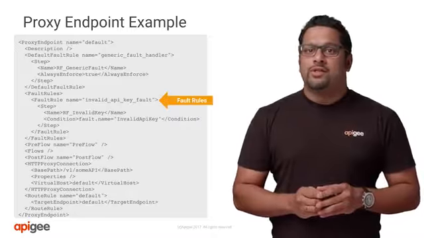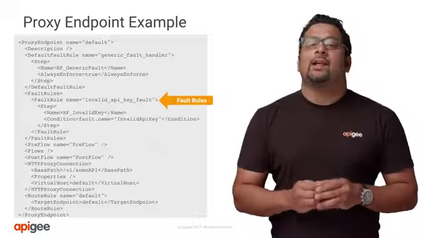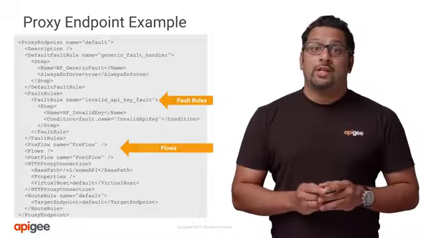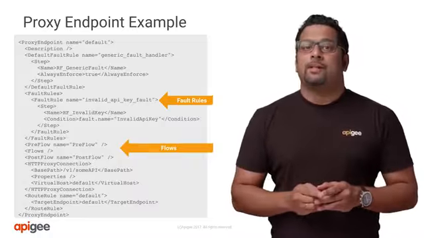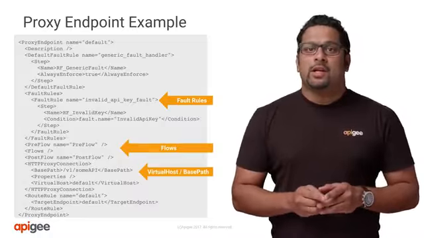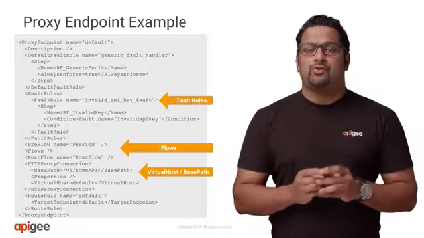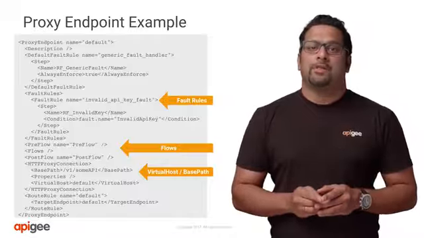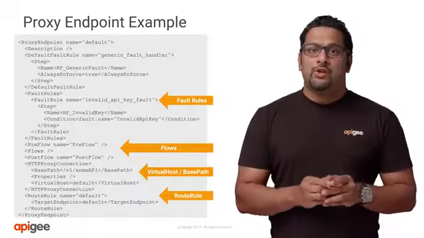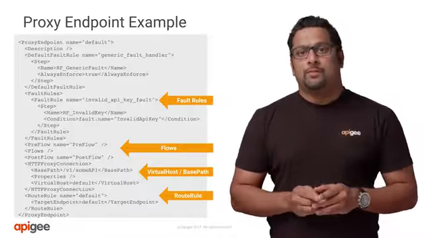The configuration uses certain tags and attributes to configure the various components we discussed earlier. Under the fault rules section, we define the policies for error handling. In the flow section, we can place different policies in the request or response path. HTTP proxy connection is used to define the virtual host and the base path that needs to be unique for every API proxy. Route rules is used to control the target request routes.